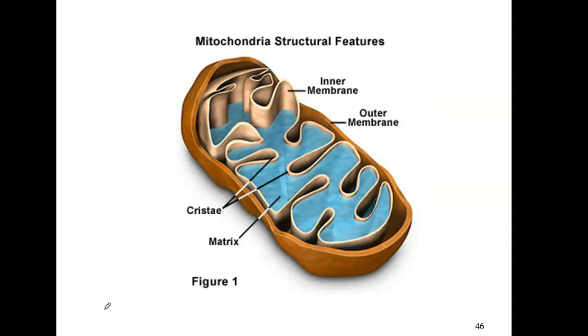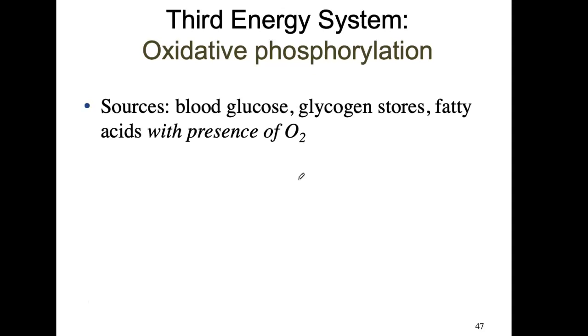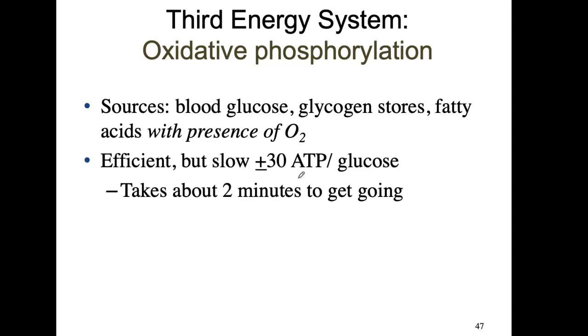Here's a better picture of the mitochondria: outer membrane, inner membrane, and this is lined with thousands of enzymes to be able to make that ATP. So what about that third energy system, oxidative phosphorylation? It's going to use the glucose in the blood, glycogen stores in the muscle, glycogen stores in the liver, and fatty acids, but it has to be in the presence of oxygen. So it's super efficient, but it's slow. You get about 30 ATP per glucose, but it takes about 2 minutes to get going.